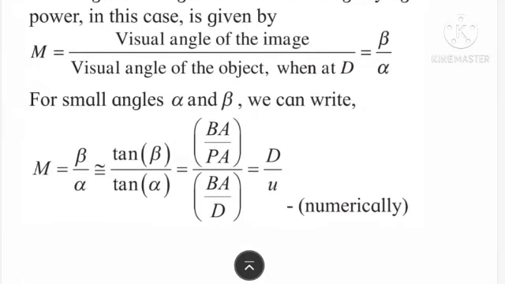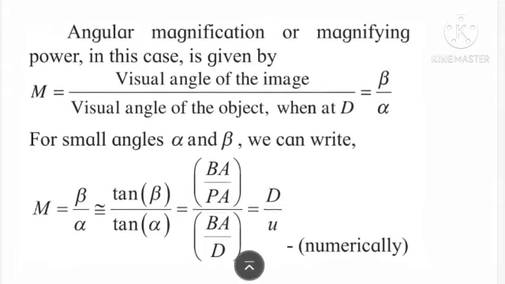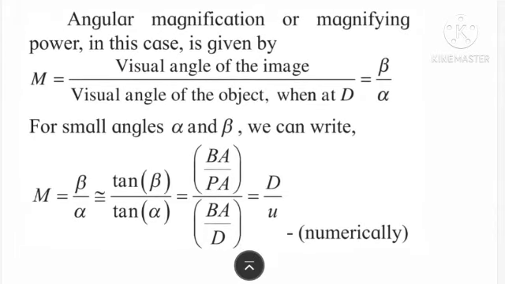So the value of magnifying power will be capital D upon U. That is considered numerically because the distance U is negative, if we consider the sign convention. Distances on the left side of the lens are negative. That's why we have considered numerical values only.